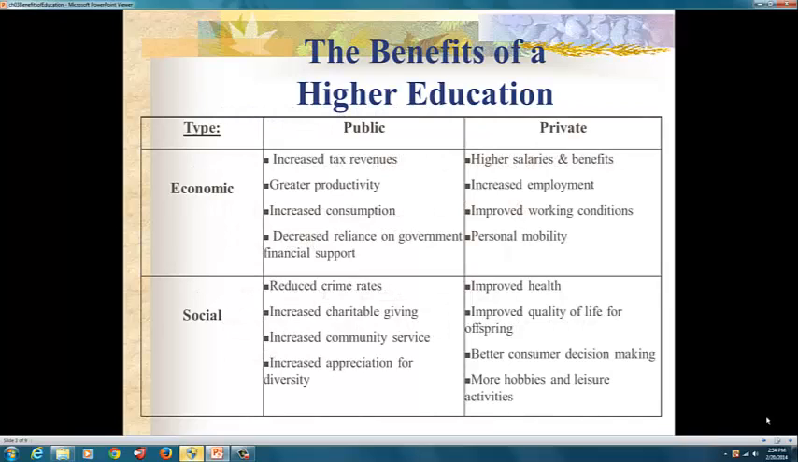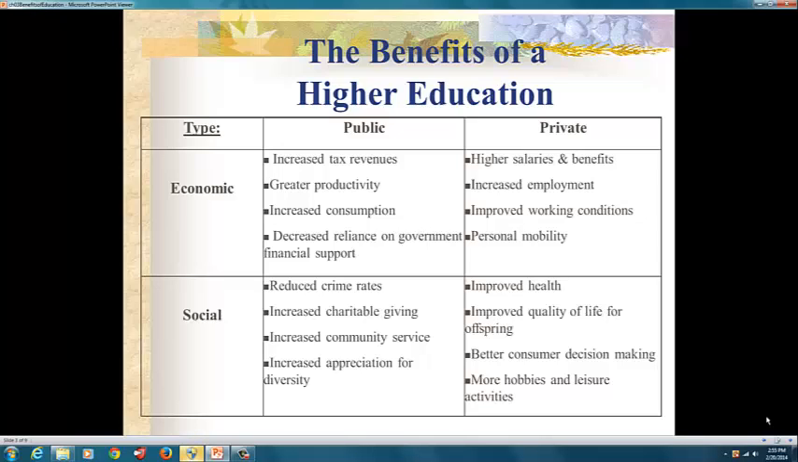The benefits of higher education, as you can see from the matrix in front of you, is divided into public, private, public economic, public social, private economic, and private social. So what are these benefits? Public economic benefits are increased tax revenues, greater productivity, increased consumption, decreased reliance on government financial support by the individual, that is. And then the public social benefits include reduced crime rates, increased charitable giving, increased community service, as well as an increased appreciation for diversity.